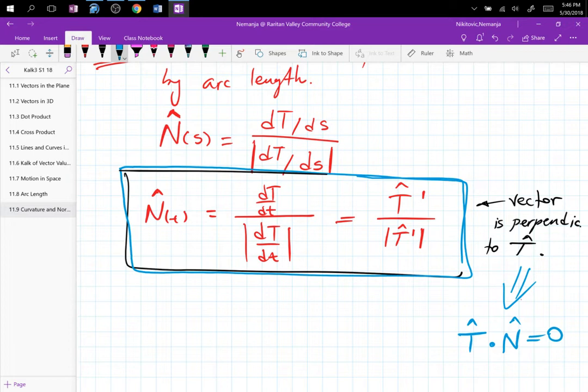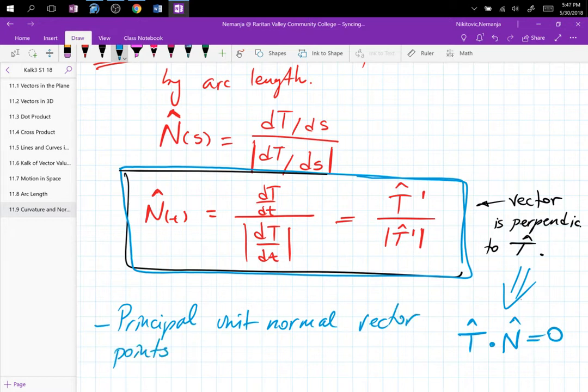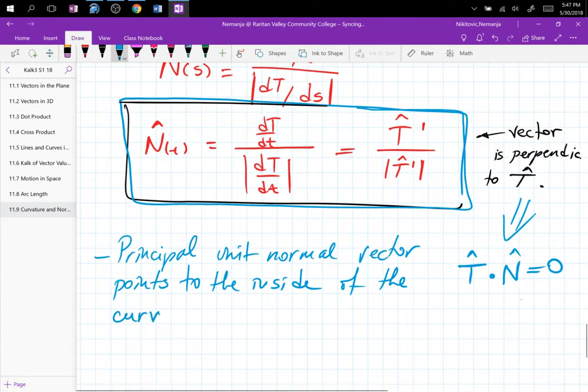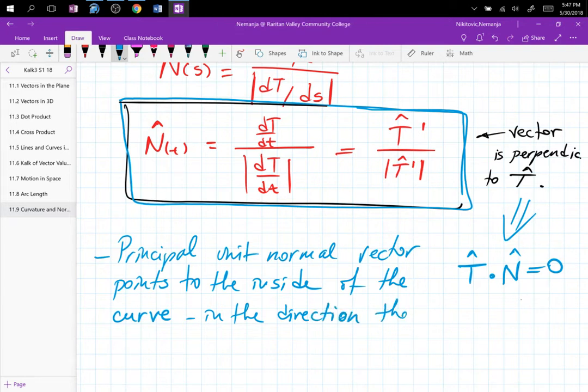And the principal unit normal vector points to the inside of the curve, in the direction that the curve is turning. This is why parameterization is important.